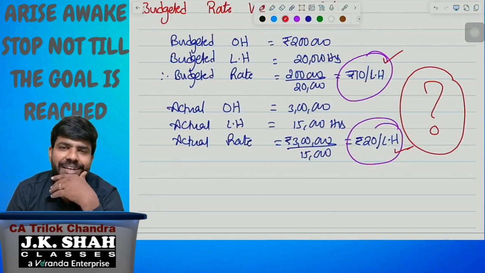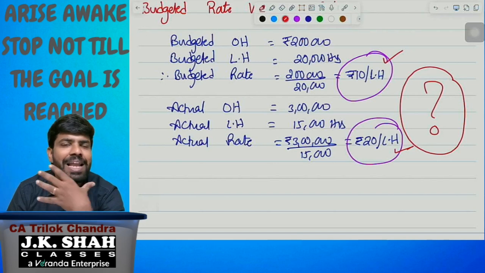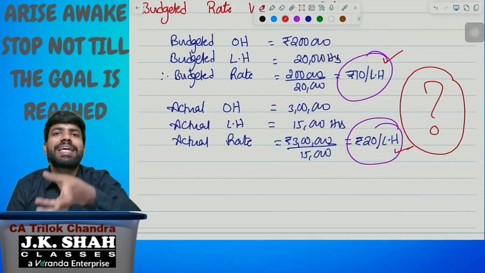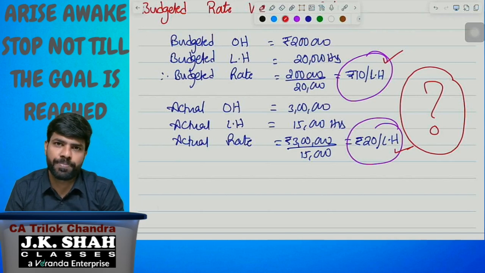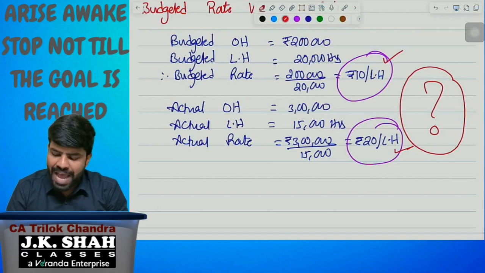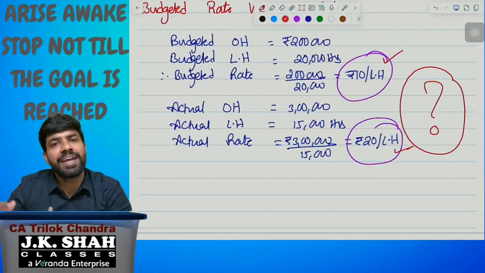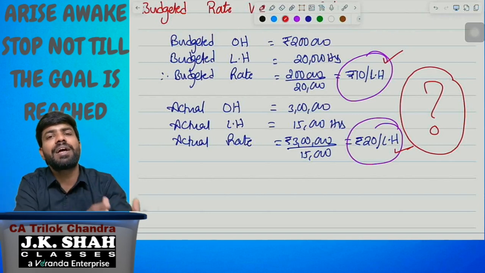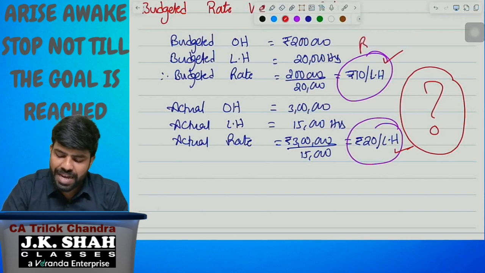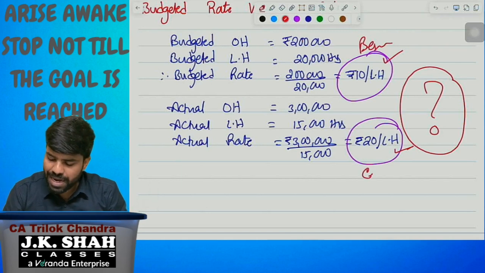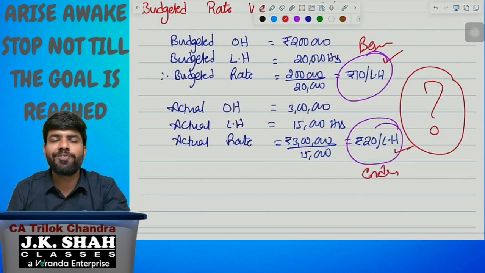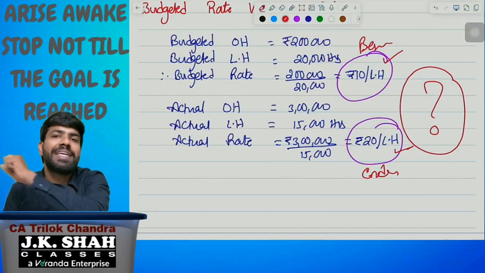Most of the people think the actual rate has to be used, and I'll agree with that. Yes, whatever expense we incurred needs to be recovered by adding it to the product. But the problem is the actual rate will be known only at the end of the financial year, whereas the budgeted rate will be known at the beginning of the period. This is at beginning, this is at ending.